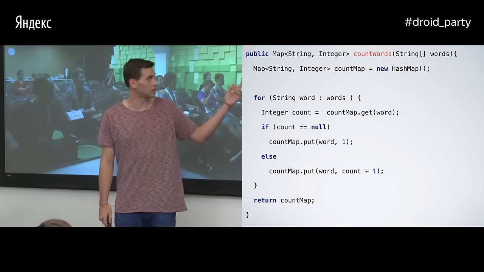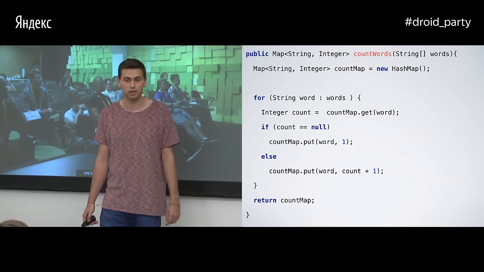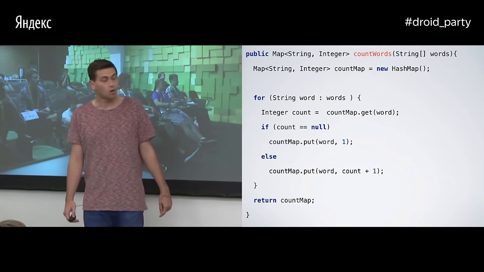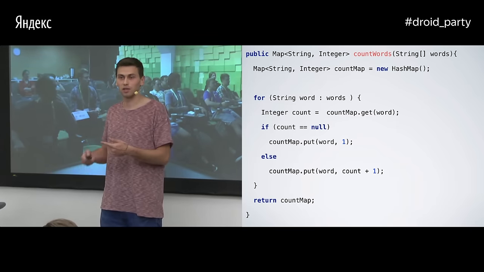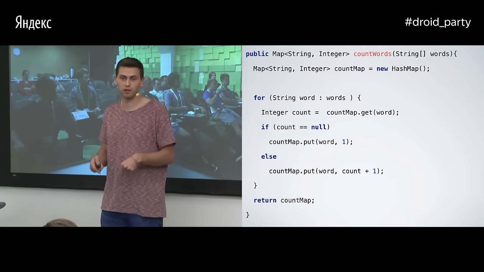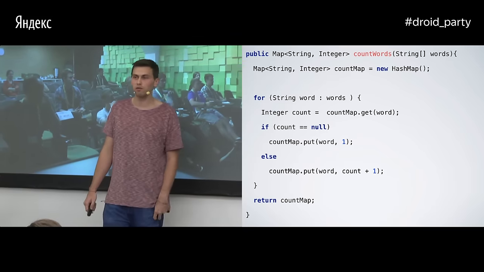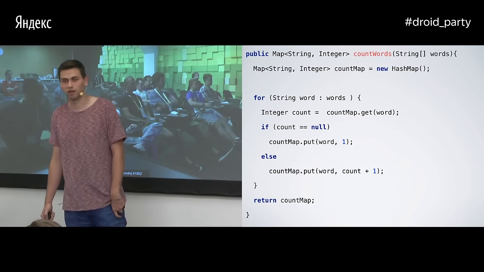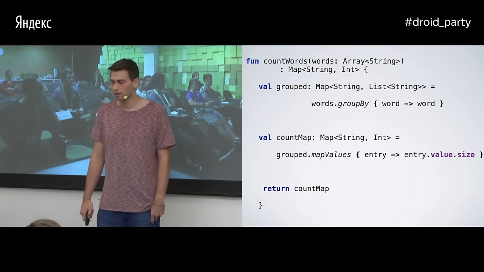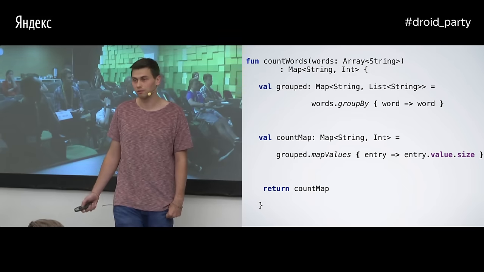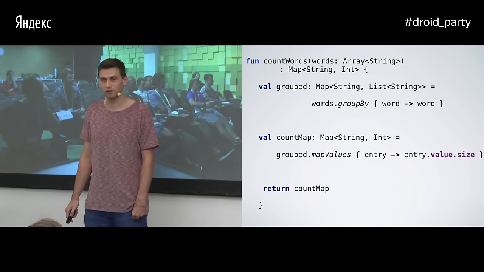So what does it do? It takes a list or an array of strings, words, as input, iterates over all of them, puts them in a hash map just to count the occurrence of the word, with the word as key and the occurrence as value, and so on. So if I would write that as a function in a functional programming language, it would look like this. This is, by the way, Kotlin. Pretty awesome language. If you're not using it yet, you should definitely start using it.